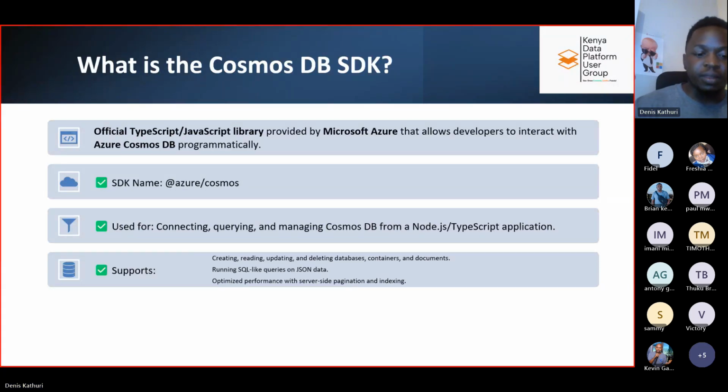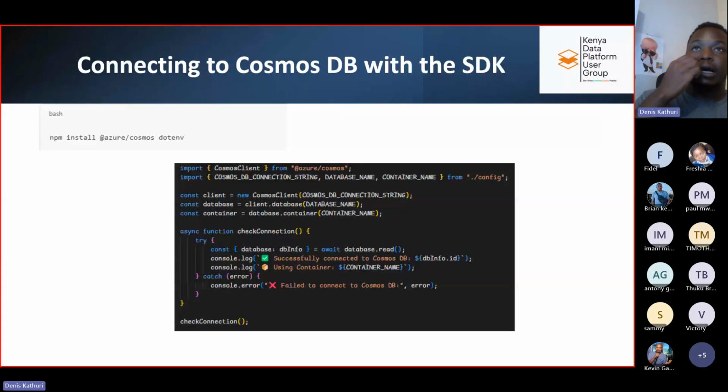Here is a simple example of how you connect to Cosmos DB with the Azure Cosmos DB SDK. You need to install the SDK, and the SDK name is @azure/cosmos, so make sure the correct name is used. You also need a .env file to store your credentials, so you don't expose your REST API and API keys for connecting to your database.